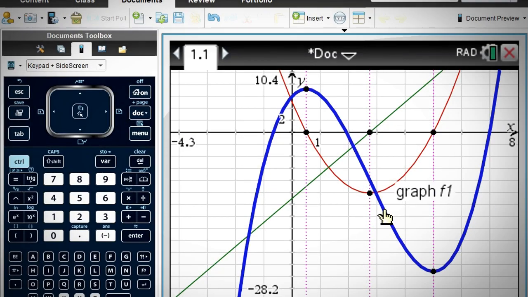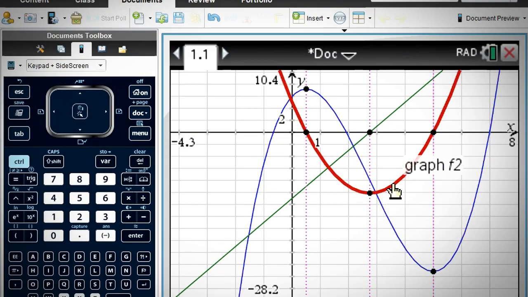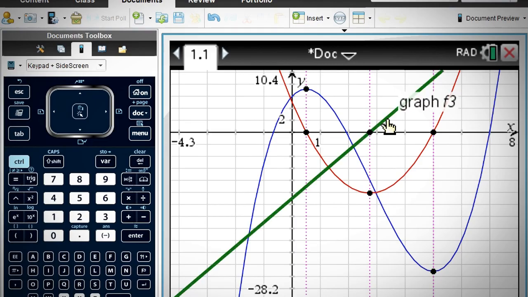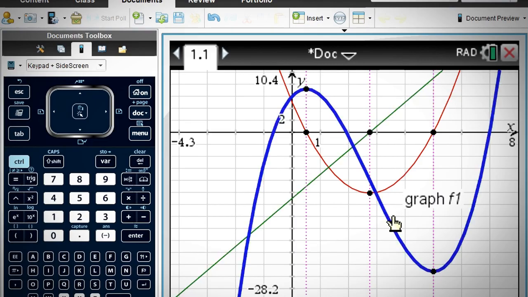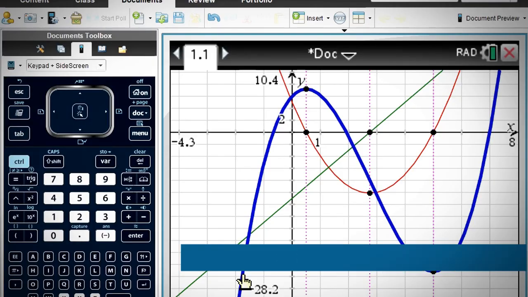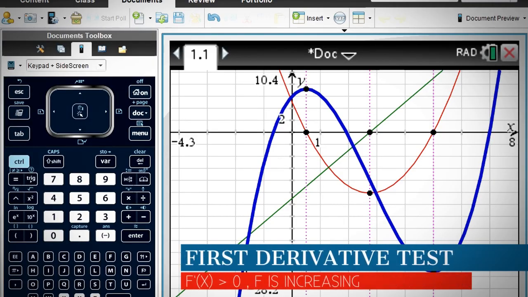Here's my original graph of the function. Here's my first derivative. Here's my second derivative. Remember, when my graph is increasing, that means it has a positive slope. So take a look at my first derivative. That's the slope of my original graph.